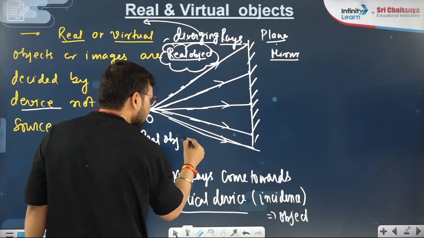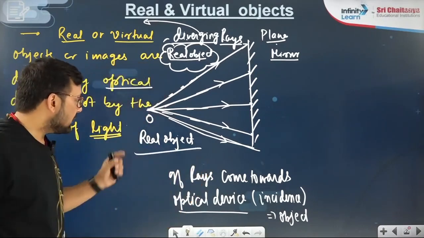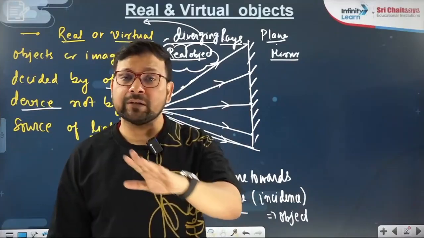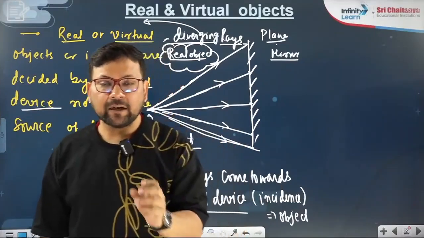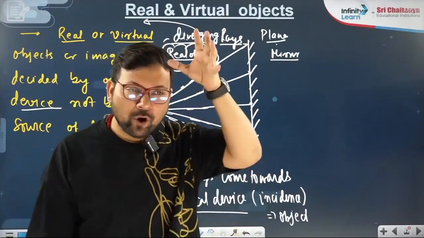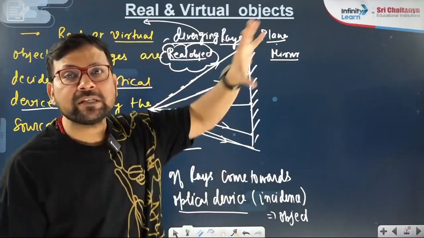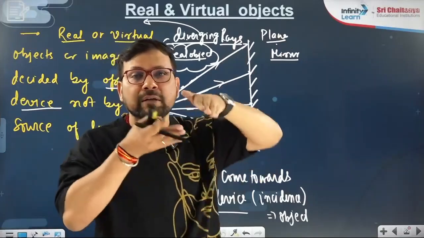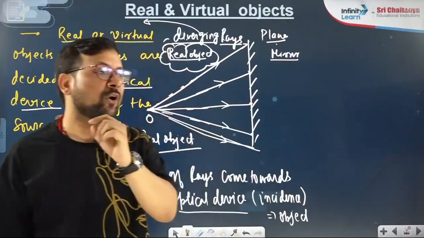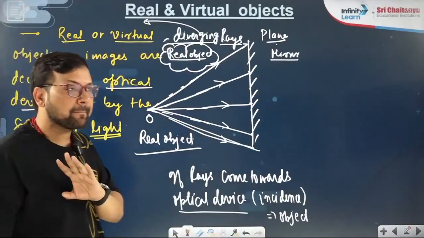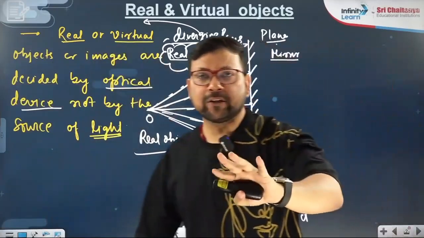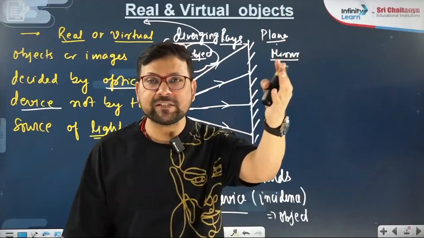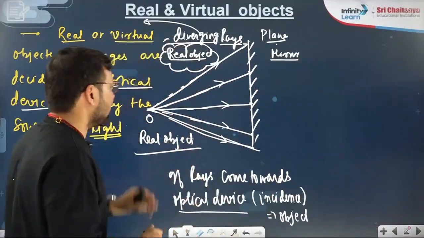So the definition is very, very simple. Who decides the real object? The optical device decides the real object. Secondly, how do we come to know it is a real object? When the optical device has diverging incidence, the rays are going on the optical device not in a converging manner but in a diverging manner, that is called a real object. Understood? Clear? I am not discussing images right now, just the discussion on object. Don't be in a hurry, don't shift to images. There are other cases also for object.